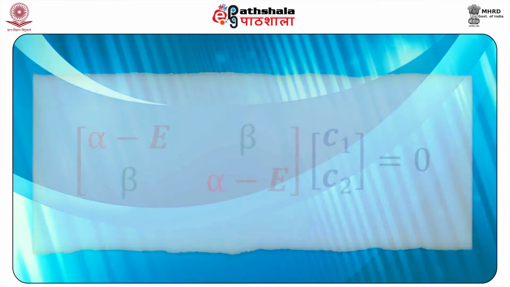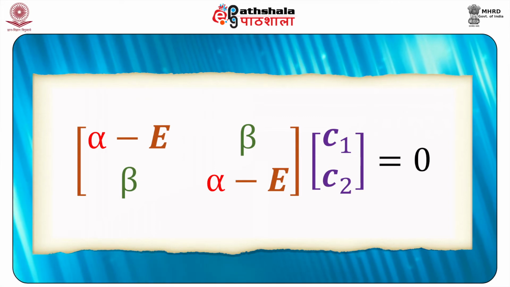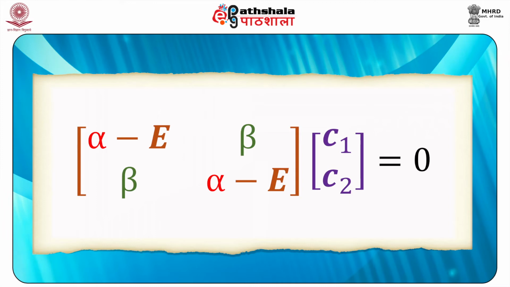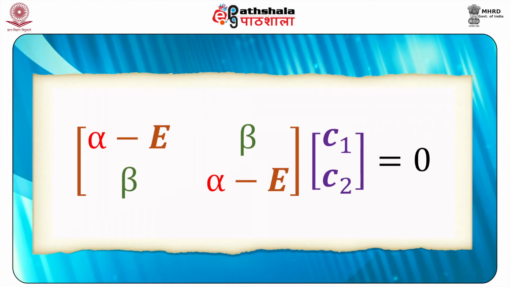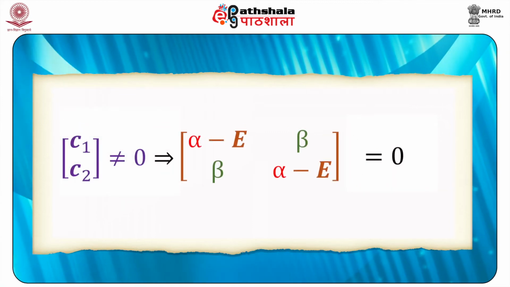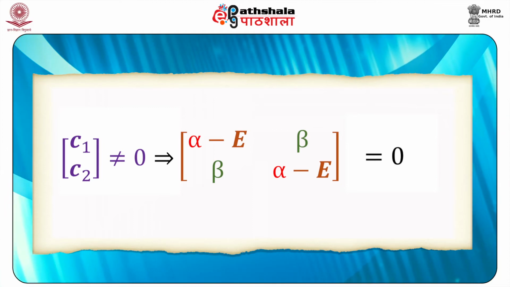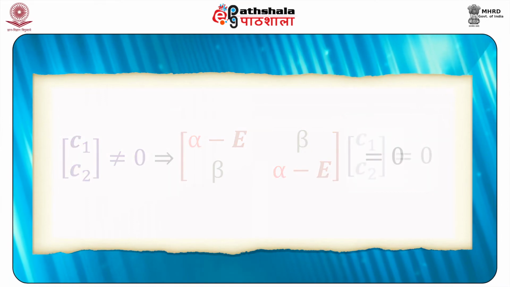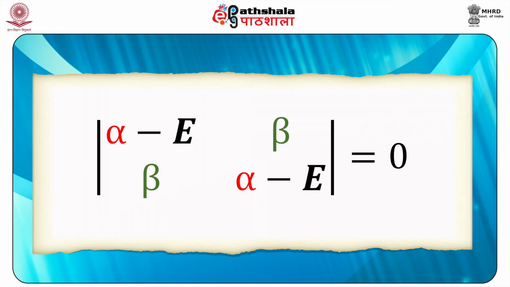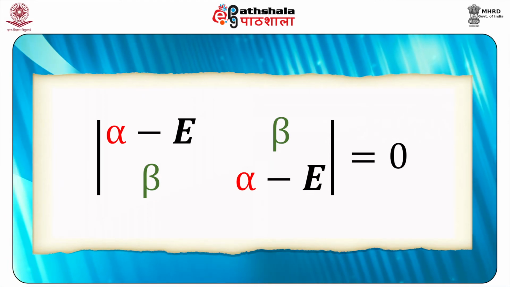Now once we have this secular determinant, if we use the approximations of Huckel, that means replacing the corresponding integrals with Coulomb and resonance integrals, then this secular determinant reduces to the Huckel determinant. The first row becomes alpha minus E, beta, and the second row is beta, alpha minus E, times C1 C2, equals 0. Since C1 C2 is not equal to 0, the corresponding equation becomes the determinant of alpha minus E, beta, beta, alpha minus E, which is equal to 0.